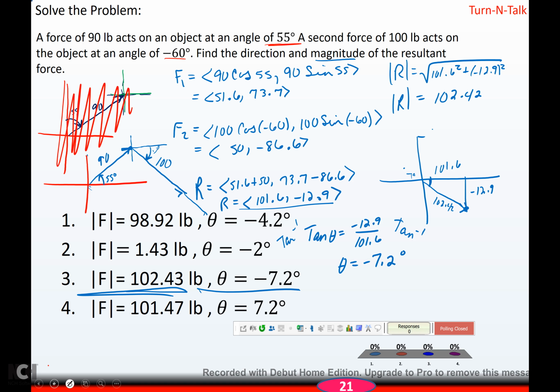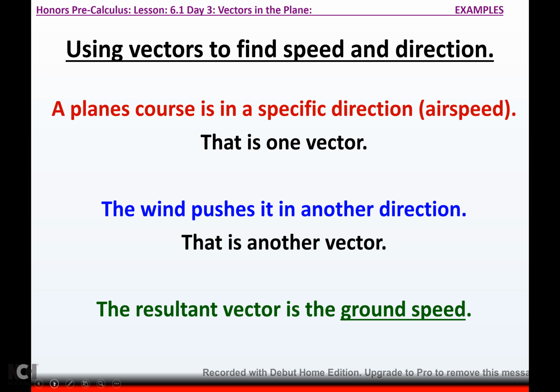The next thing we're going to talk about is using vectors to find speed and direction. A plane's course is in a specific direction. That's its airspeed, and that's one vector. The wind pushes it from another direction. That's another vector. The resultant vector would be the ground speed of your airplane. Okay?